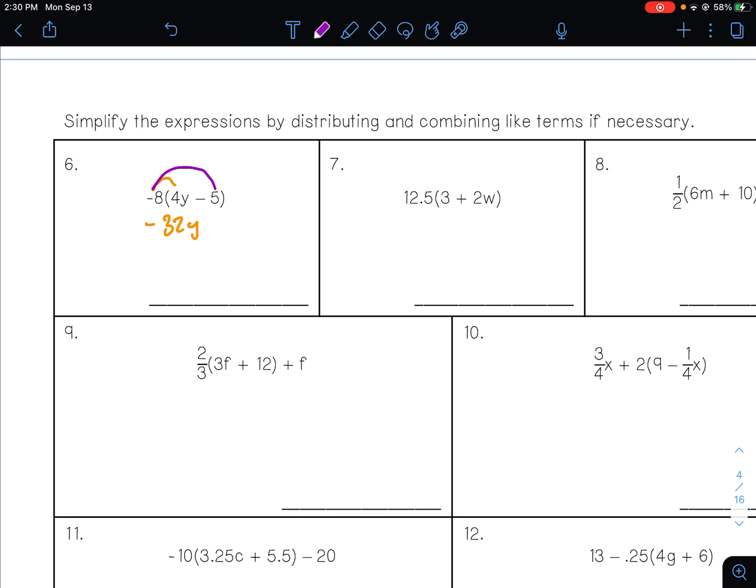Negative 8 times, again, negative 5. That's a positive answer because a negative times a negative is a positive. And 8 times 5 is 40. So that is our answer. We cannot combine any more like terms. There are no like terms.